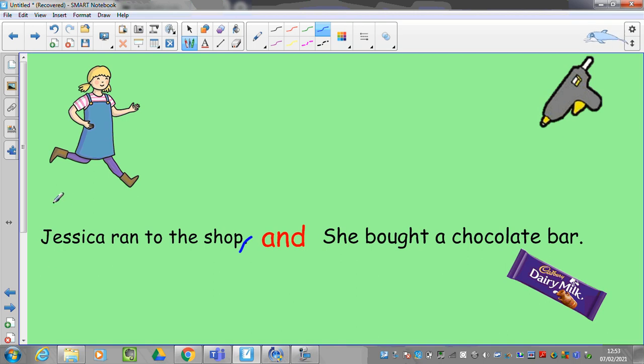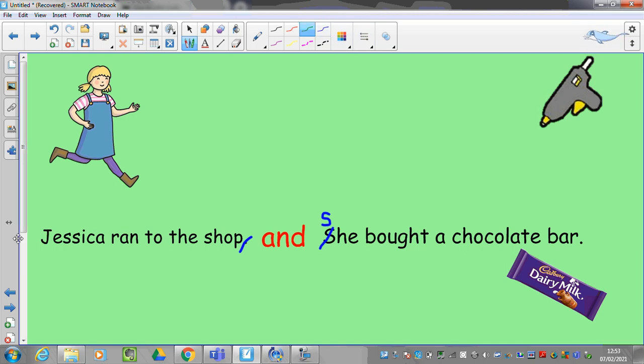Okay, now let's see if it makes sense. Jessica ran to the shop and she bought a chocolate bar. Oh, that looks pretty good to me. Oh no, there's one more thing that we need to do. We need to cross out that capital letter and we need to do a lowercase s. Now let's see if it works now. Jessica ran to the shop and she bought a chocolate bar.